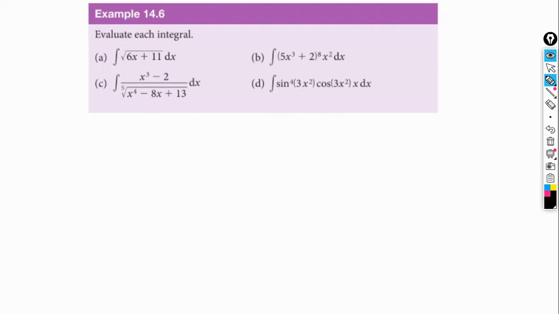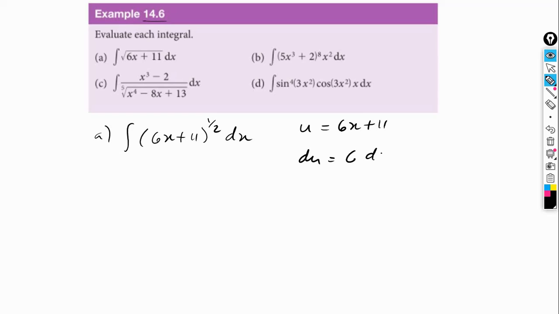Okay, so now we are in example 14.6, and this will be the last one in this video. They ask us to integrate or evaluate each integral. So for A, we have the integral of the square root of 6x plus 11. But notice that we can write that as 6x plus 11 to the power of 1/2 dx. So the only substitution we can possibly do here would be u is equal to 6x plus 11. So the derivative of u is going to be 6 dx, and this is the same as 1/6 du is equal to dx.